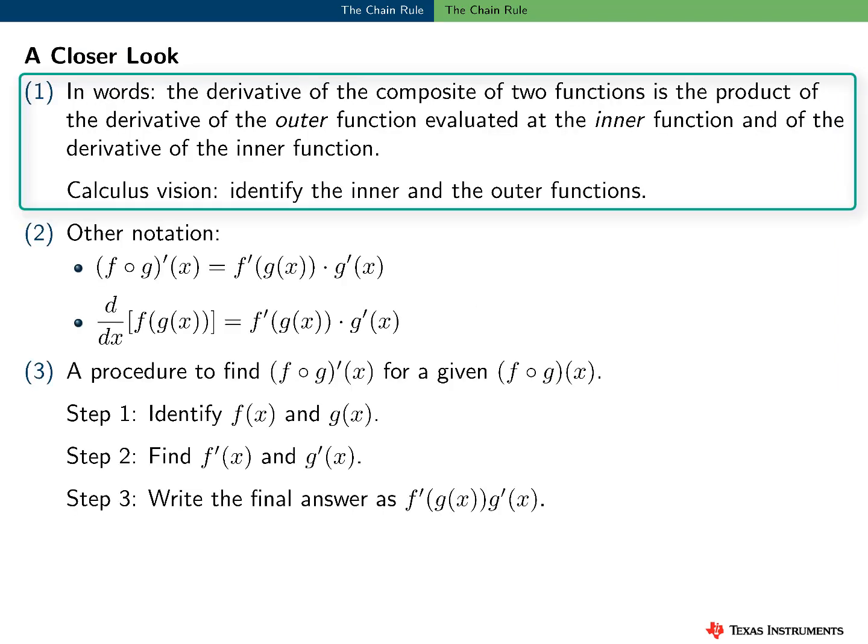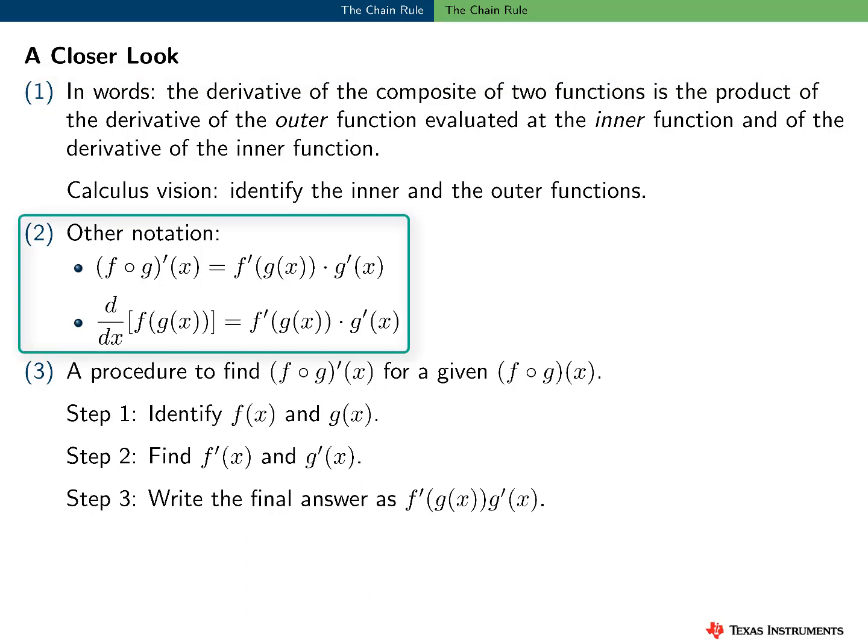Here's a closer look at the chain rule. In words, this says that the derivative of the composite of two functions is the product of the derivative of the outer function evaluated at the inner function and of the derivative of the inner function. Now I think in order to find derivatives using the chain rule, you have to have good calculus vision. And that means you have to be able to identify the inner and the outer functions.